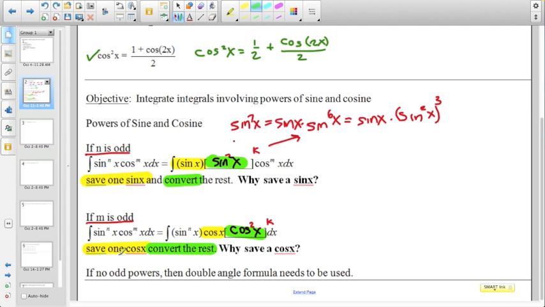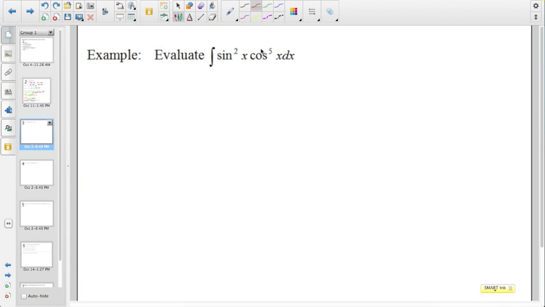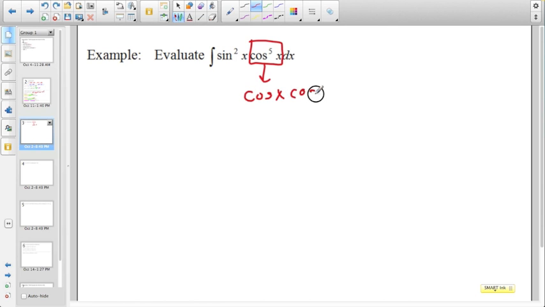And just a note here, kind of what I was speaking to up here: if there are no odd powers, then we have to use that double angle formula that I was talking about a moment ago. If we look at this first example, we see that we have a cosine x to the 5th power. So there's our odd power. And so we're going to rewrite that as cosine x times cosine to the 4th x.